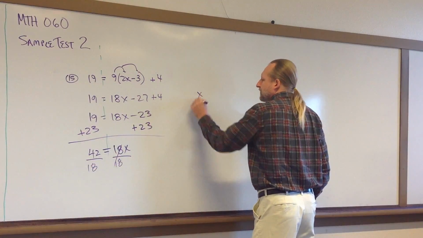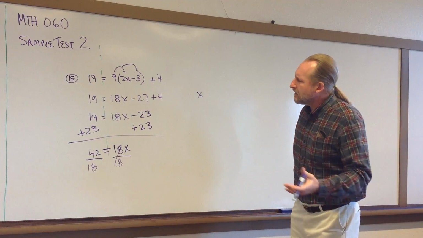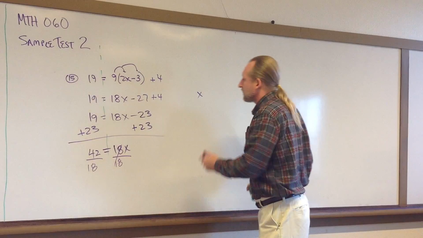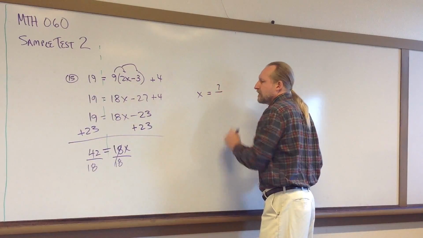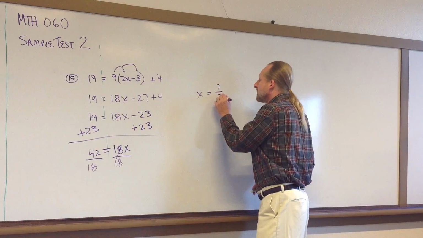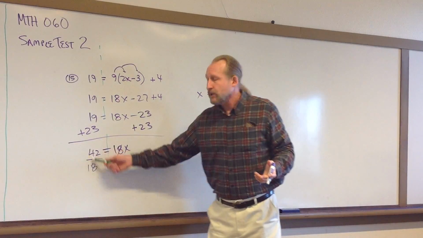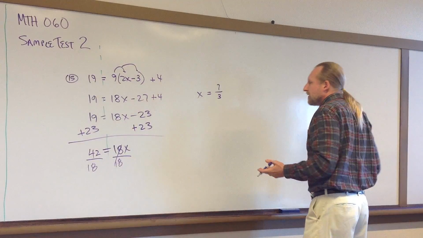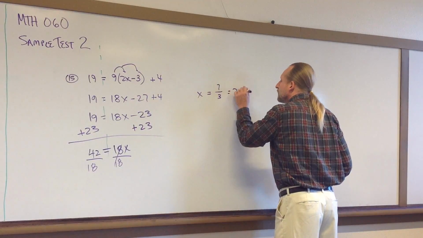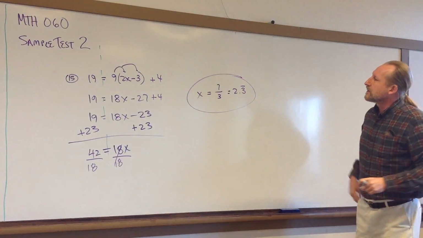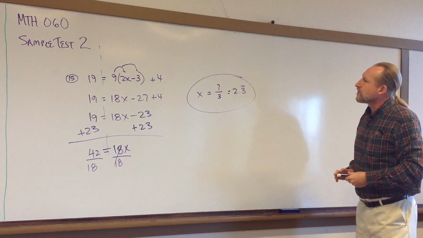And so this 42 over 18, you can reduce this as a fraction. These are both divisible by 6, right? 6 goes into 42 7 times. 6 goes into 18 3 times. So you can call this 7 over 3. If you do 42 divided by 18 on your calculator, you should get 2.3 repeating. And so long as you put the bar over the 3, then that's fine as well. Okay?